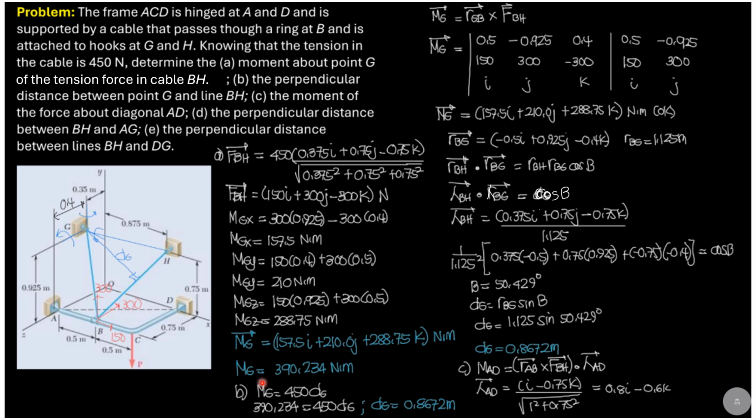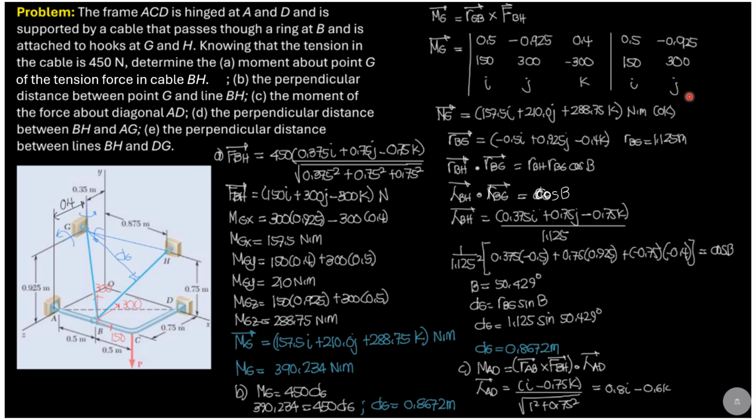So that's the perpendicular distance between G and line BH. To prove that M_G is equal to this, I use the cross product, r_GB cross F_BH. So r_GB is 0.5 i, negative 0.925 j, and positive 0.4 k. Then the components of F_BH are 150, 300, negative 300 with the unit vectors.